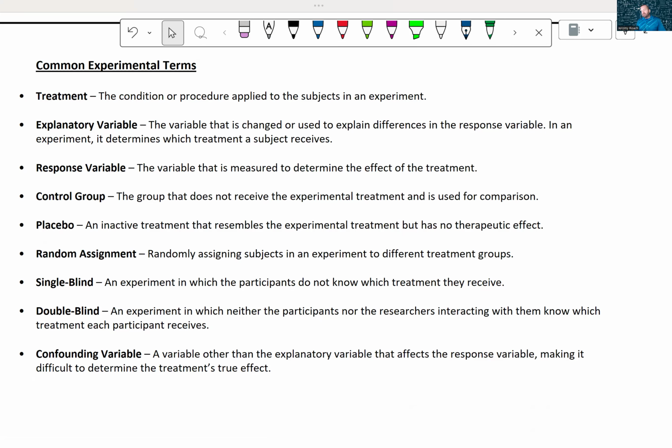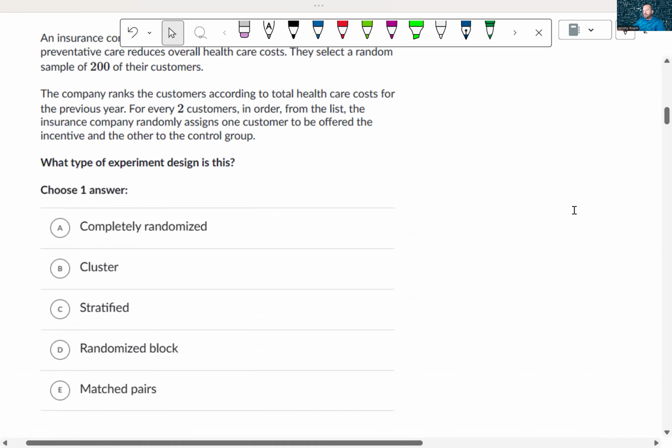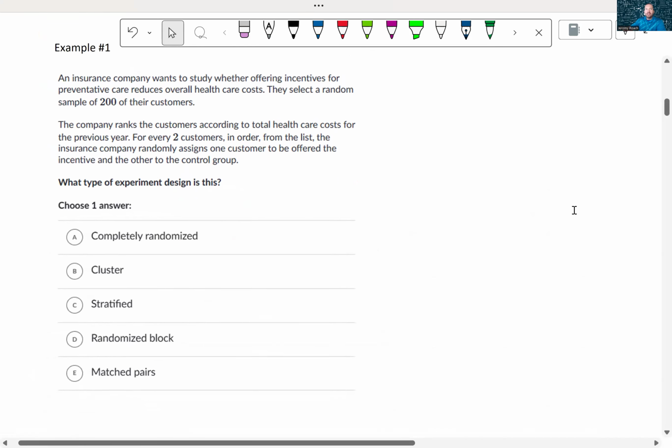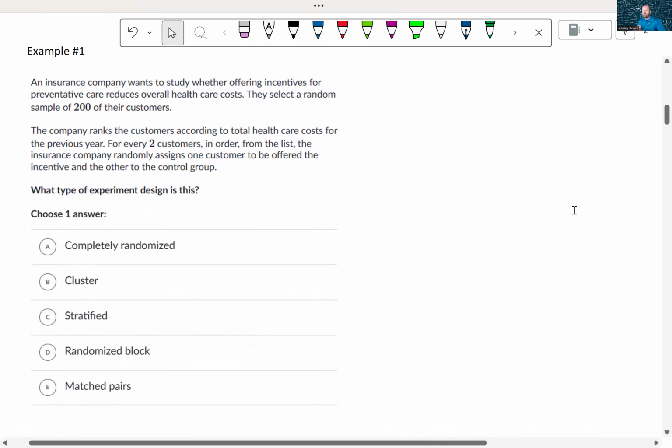So again, make sure you have a screenshot of this, or you can write down these notes here. If you can write them down, that's great. Okay, so we're going to go over example number 1. This is asking us what type of experiment design is this? So we're going to read through this and try to figure that out.